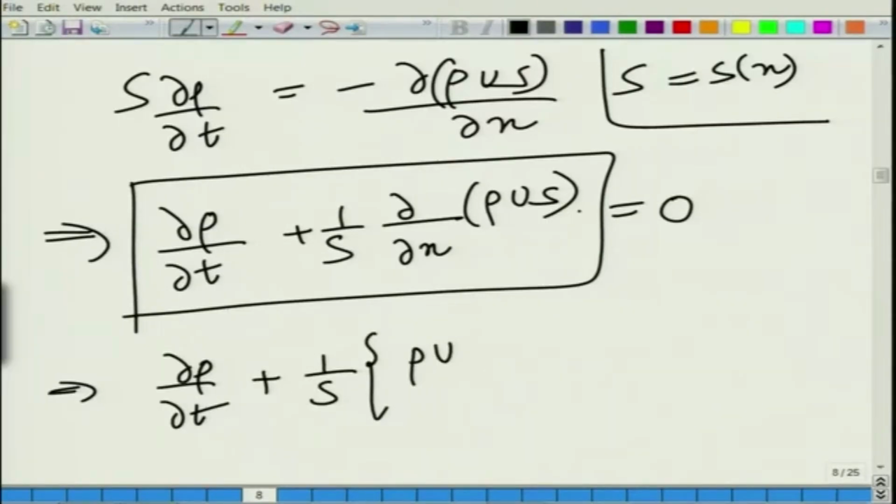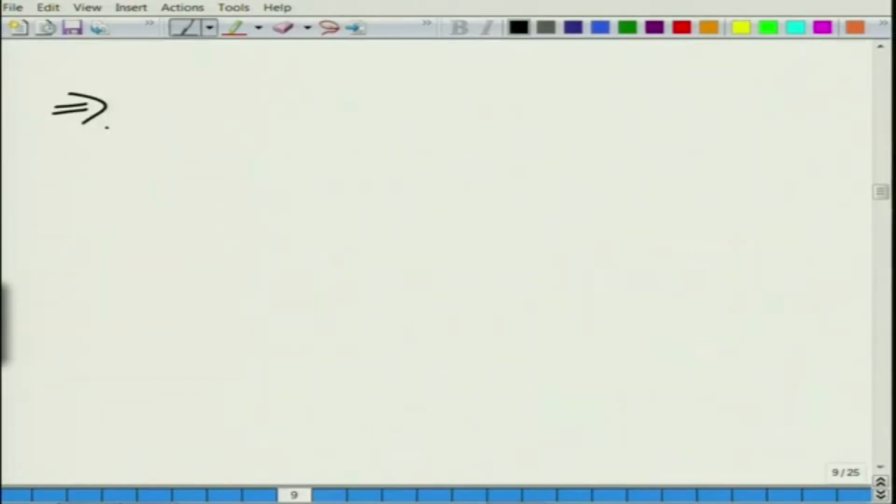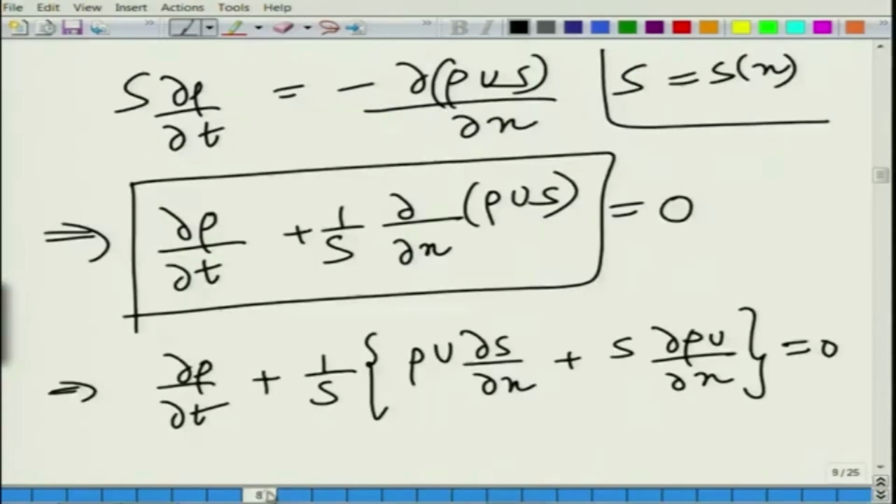And now let us open the terms within the bracket. So, when we do that we get this thing plus your S times, I would still prefer putting all the terms within the bracket. So, we get this part. So, now we can clearly see that this becomes del t of rho plus your 1 by S into d dx of your S times rho u plus rho u x is equal to 0. This happens because S here and S here get cancelled.